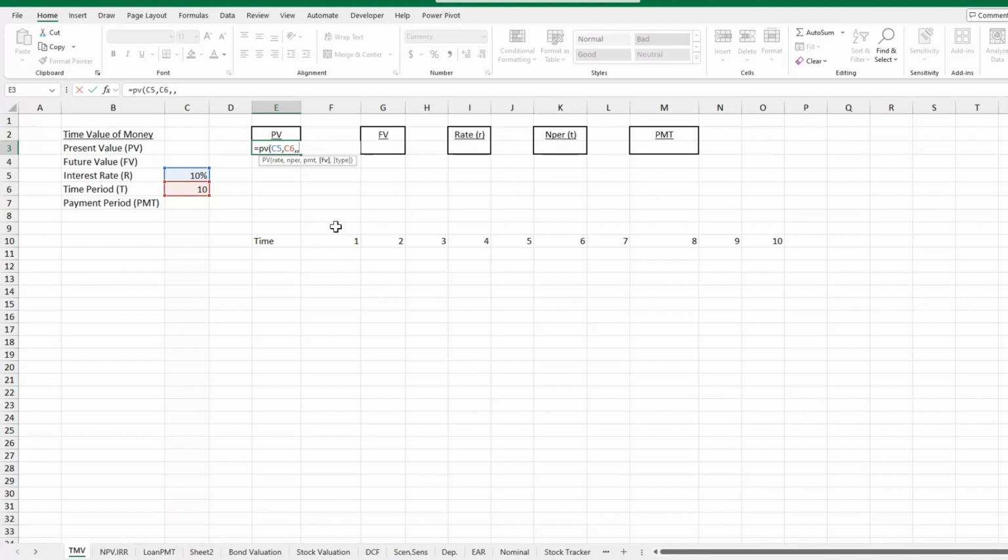But now we need our future value. Say, all right, in 10 years from now, I want to achieve $200. How much would I need to invest right now at 10%?